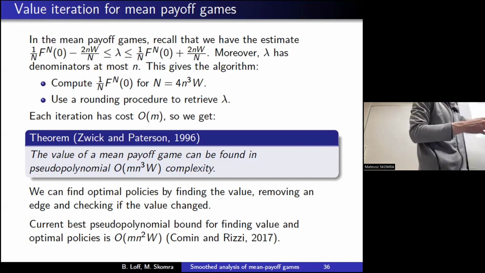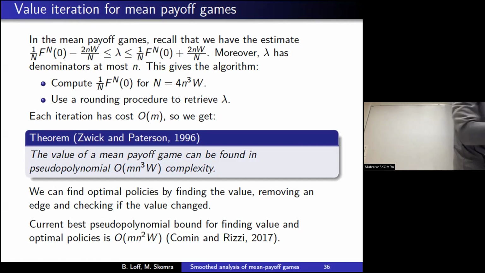A trivial thing, if you have such an algorithm, is to say, okay, I will run my algorithm, get the value, and then I take an edge of my graph and remove it. And I rerun my algorithm and check if the value changed. If the value didn't change, great. I removed one edge and I will remove a second edge, right? And if the value changed, oh no, I put the edge back and remove the other edges of the node, because now I know that this edge has to be in an optimal policy, right?